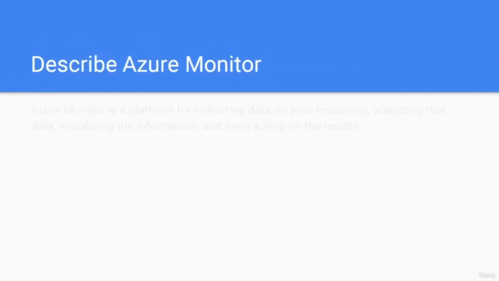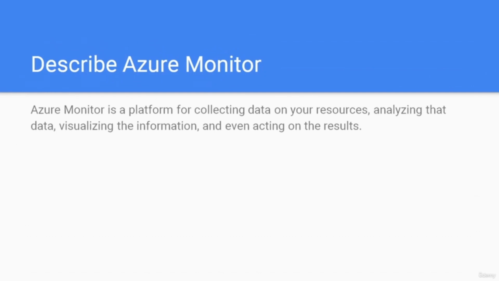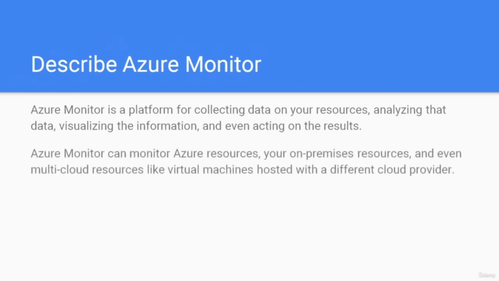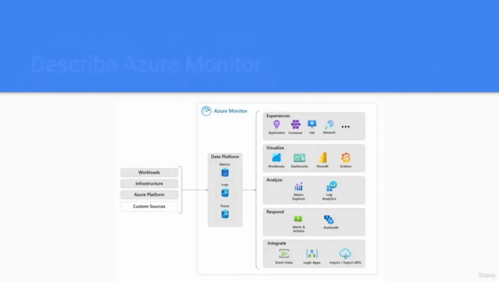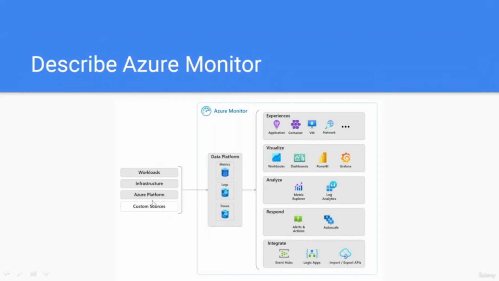Describe Azure Monitor. Azure Monitor is a platform for collecting data on your resources, analyzing that data, visualizing the information, and even acting on the results. Azure Monitor can monitor Azure resources, your on-premises resources, and even multi-cloud resources like virtual machines hosted with a different cloud provider. The following diagram illustrates just how comprehensive Azure Monitor is. Here you can see the workloads, the infrastructure, the Azure platform, and custom sources, which start collecting onto Azure Monitor. In Azure Monitor, we have the data platform with metrics, logs, and traces, which feeds the experiences to visualize, analyze, respond, integrate, and so on.